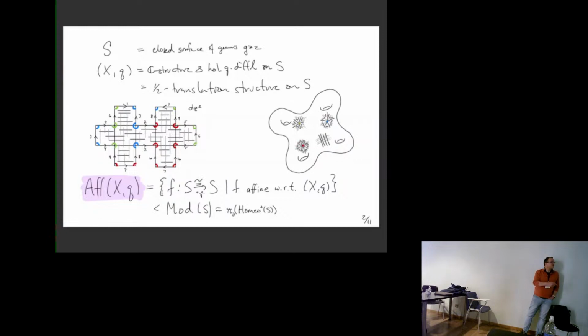Another way to think about this, which is really useful as another perspective: the complex structure and the holomorphic quadratic differential define a Teichmüller disk, a holomorphic isometric embedding of the hyperbolic plane with the Poincaré metric into Teichmüller space. And this affine group is really the stabilizer in the mapping class group of that Teichmüller disk. So you can either think about it as a stabilizer of a Teichmüller disk or as these affine homeomorphisms.